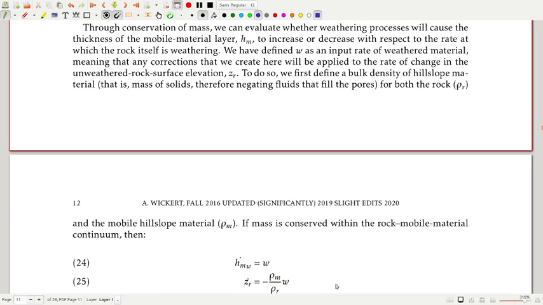Through conservation of mass, we're going to evaluate whether the thickness of the mobile material layer, h sub m, increases or decreases at the rate the rock's weathering. And that's what we were just talking about. To figure this out, we're going to define a bulk density of hillslope material, which is the mass of solids, therefore neglecting the fluids that fill the pores, for both the rock, rho sub r, and the mobile hillslope material, rho sub m.